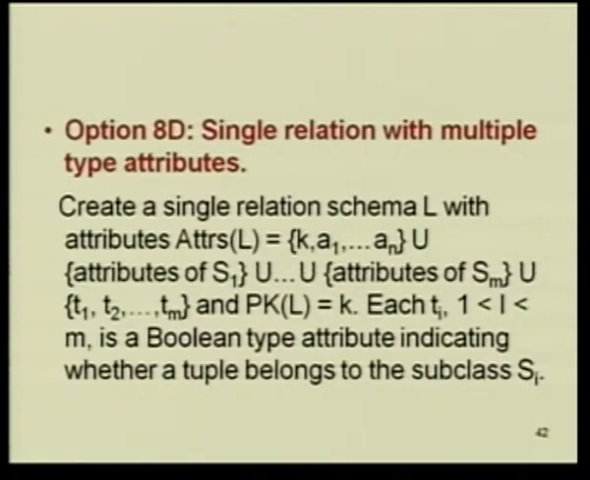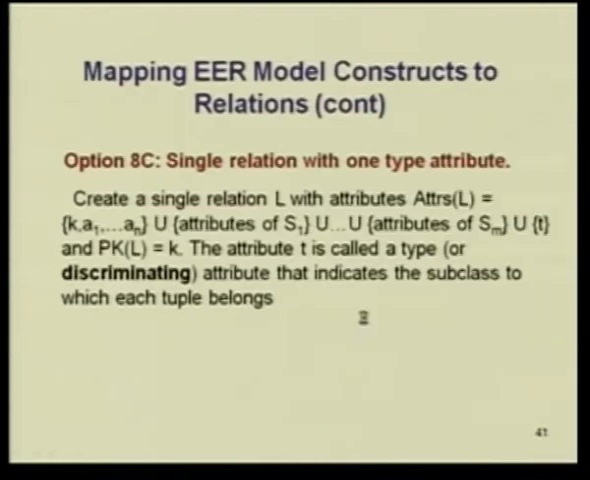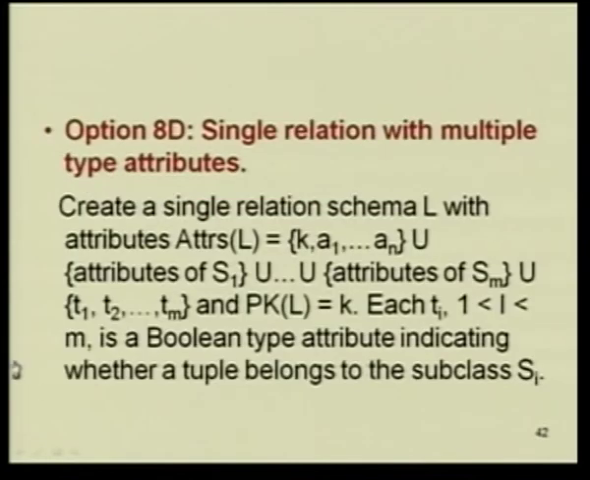In addition to this, you have one more type, which is the single relation with multiple type attributes. So, you create a single relation L with all the attributes like this, and you have T1, T2 to Tm. There we had only a single attribute. Here we have a list of attributes, and how many will you have?